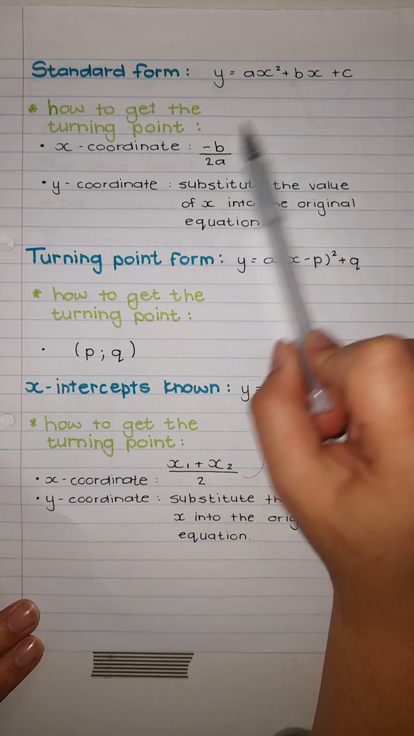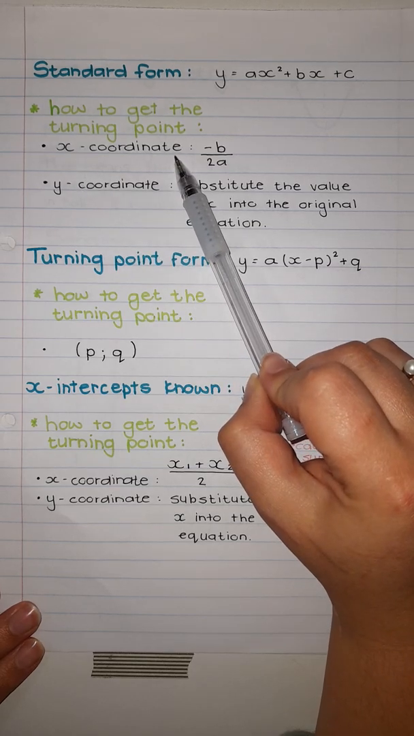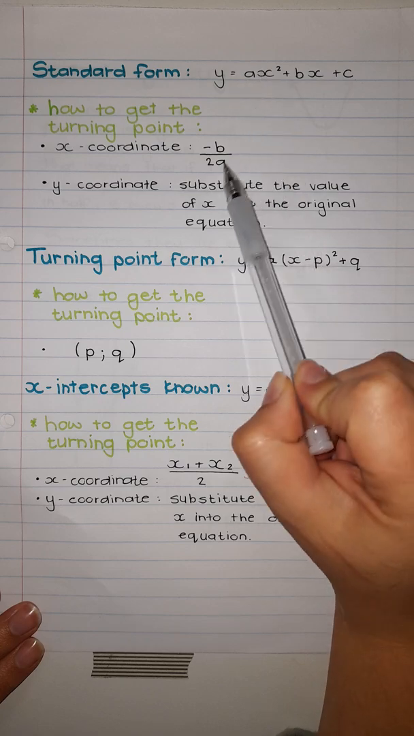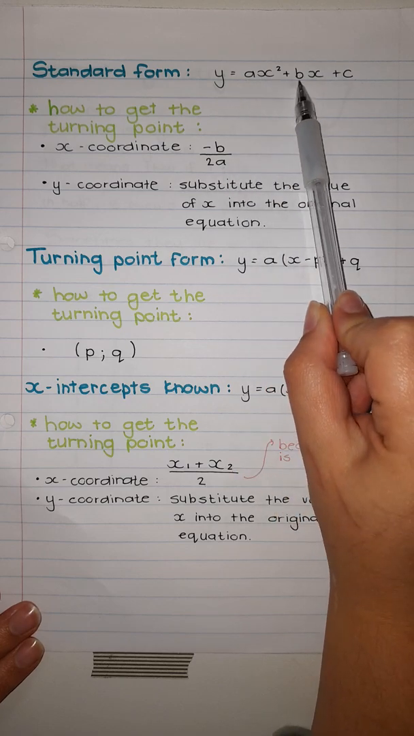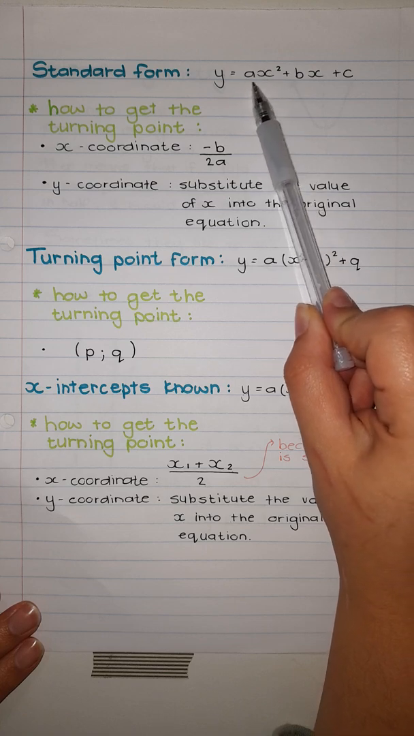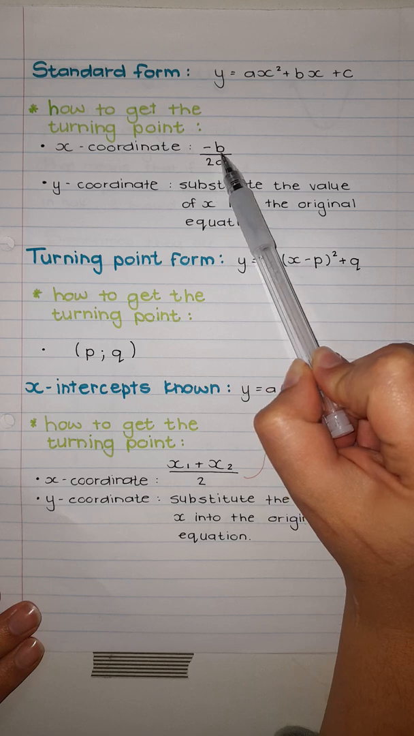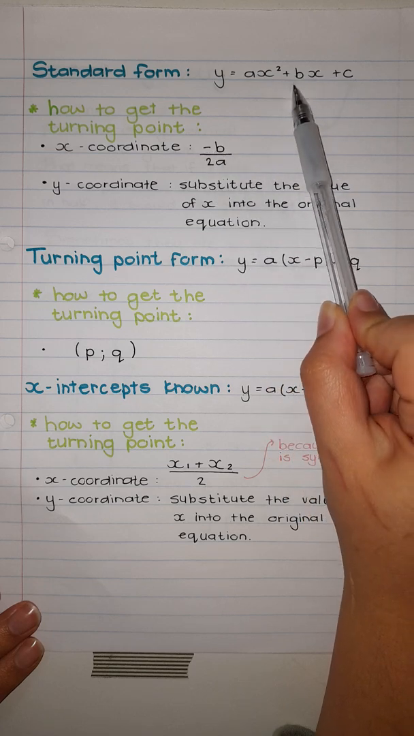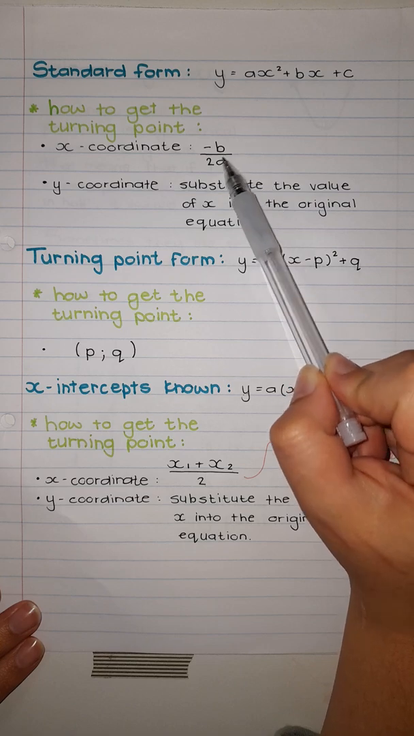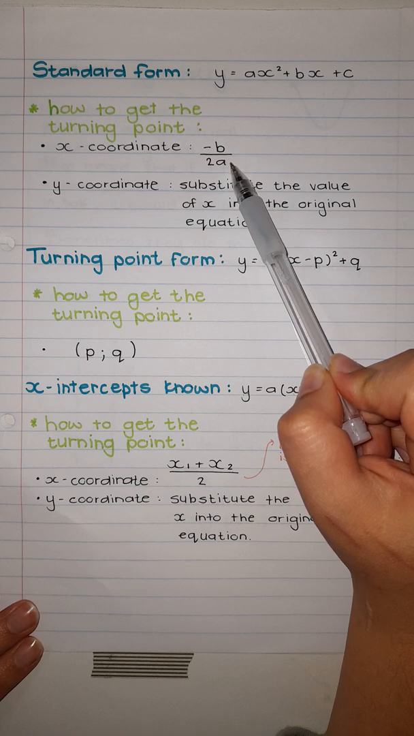Now, how to get my turning point? First, I always want my x coordinate, and I'm going to take b and a, which I find over here. Please remember, if b or a is negative, to substitute it with your negative sign in brackets, because in our formula we have a negative b. If b is negative, it's a negative times a negative, and that will change my whole formula. The same with a if a is negative. So please remember that.